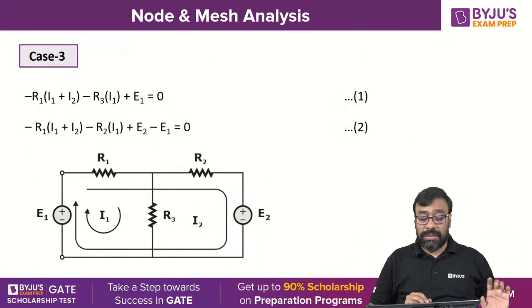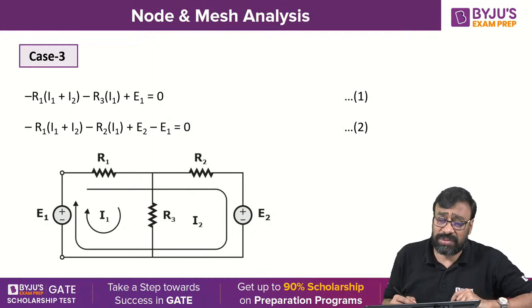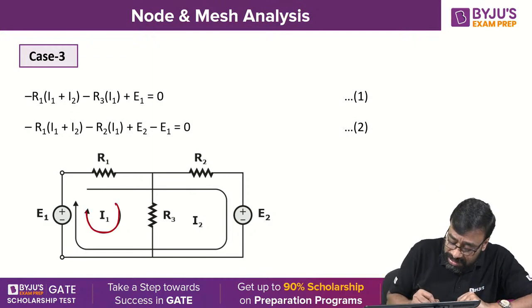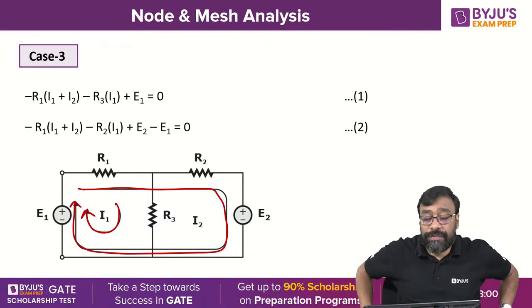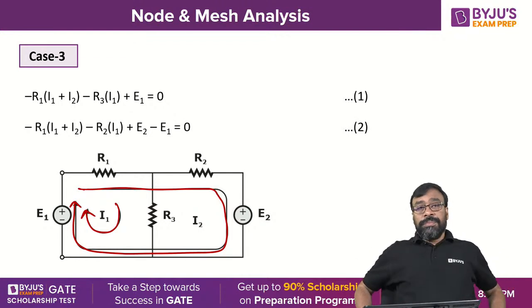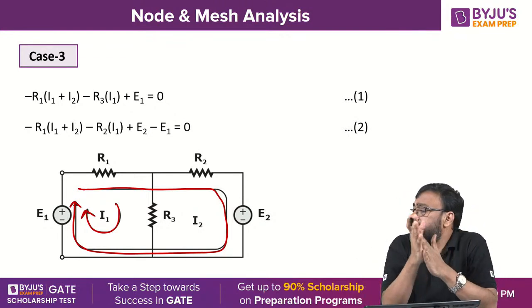Okay, very simple. Now, case 3 I'm taking here. I'm selecting the loop currents in a different fashion. First loop I have selected here like this. Second loop I have selected like this. You understand, all of you? Okay, first loop and second loop. What are the elements that belong to the first loop? Can anybody answer here?